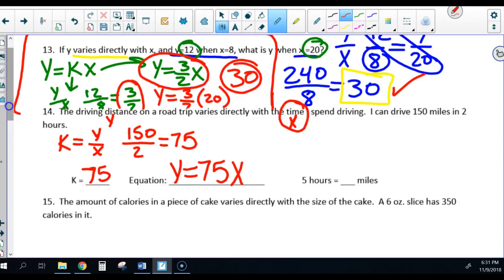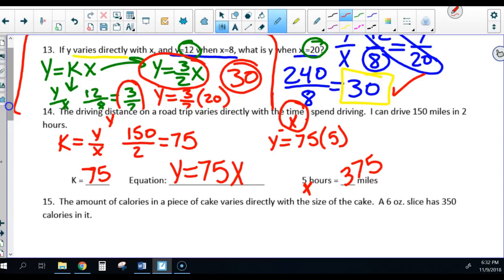If I were to drive for 5 hours, how many miles could I drive? Well, hours, I know, is x. So this is my x value there. I'm just going to plug in 5 hours. So y equals 75 times 5. And what is 75 times 5? 75 times 2 is 150. Another 2 is 300. 375. So 375.